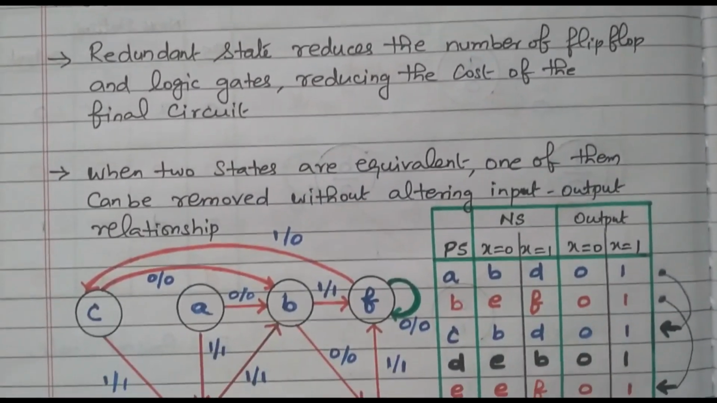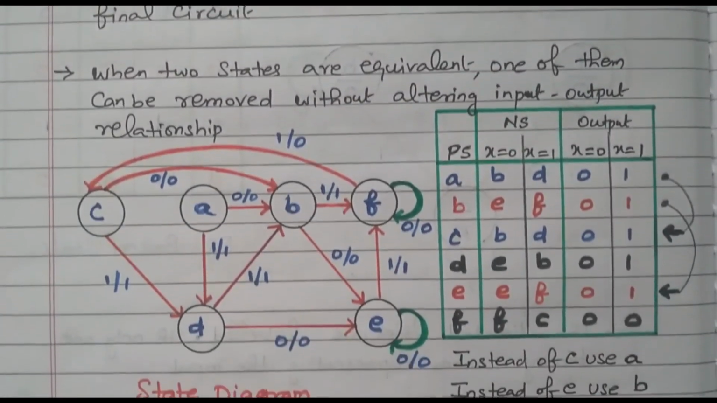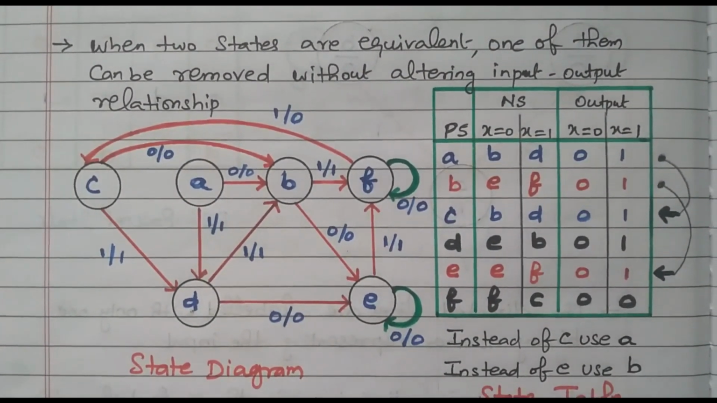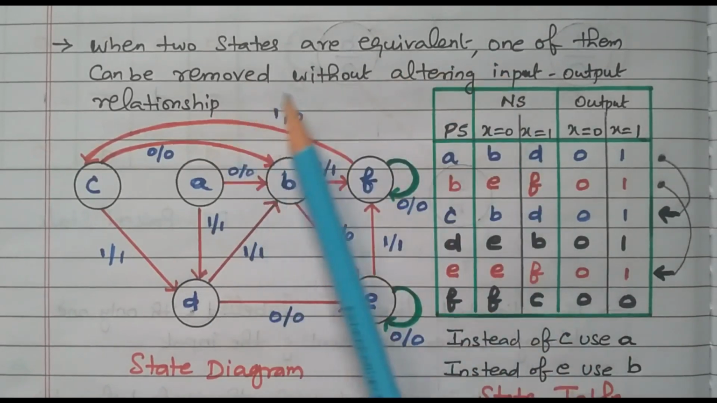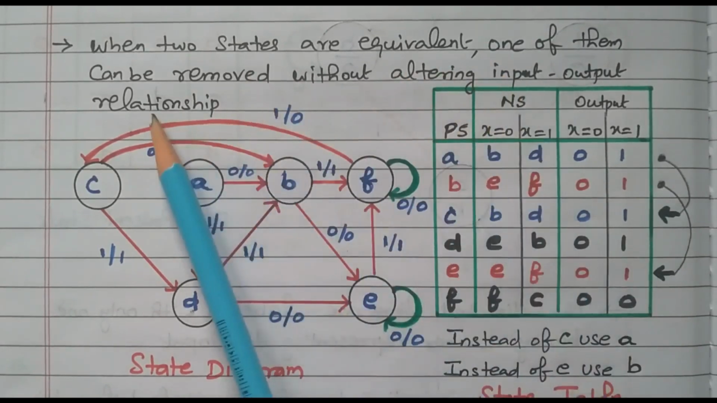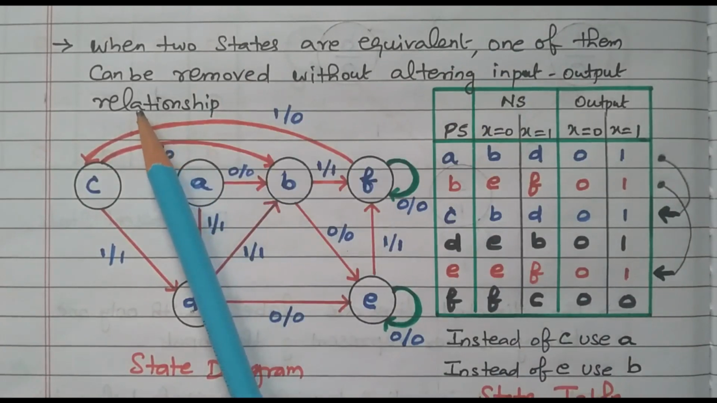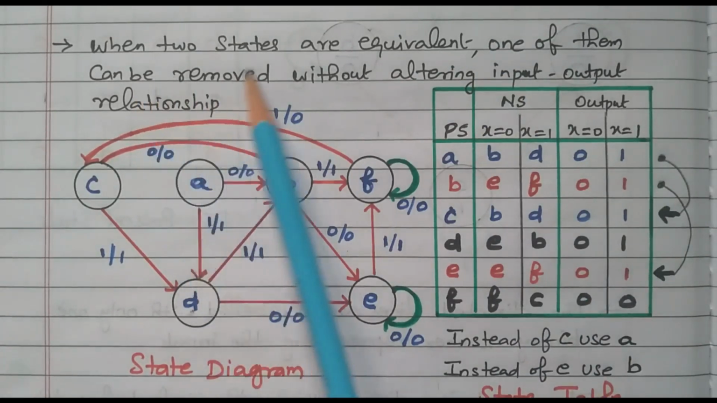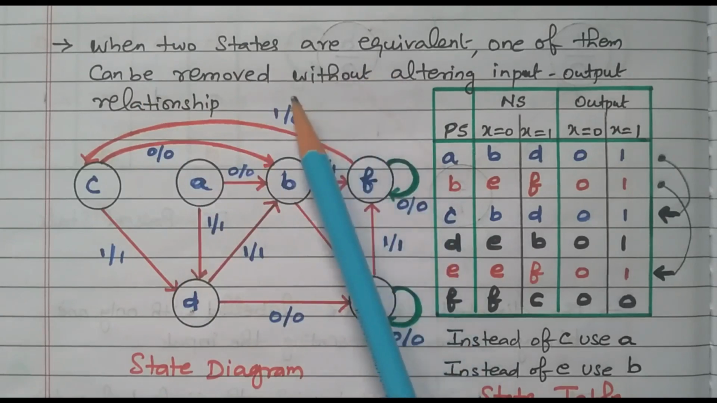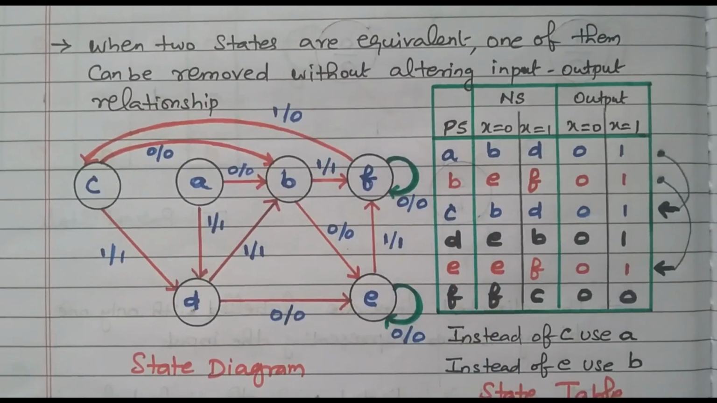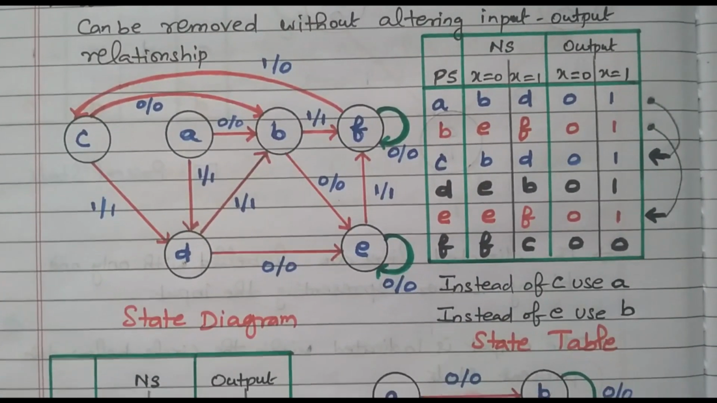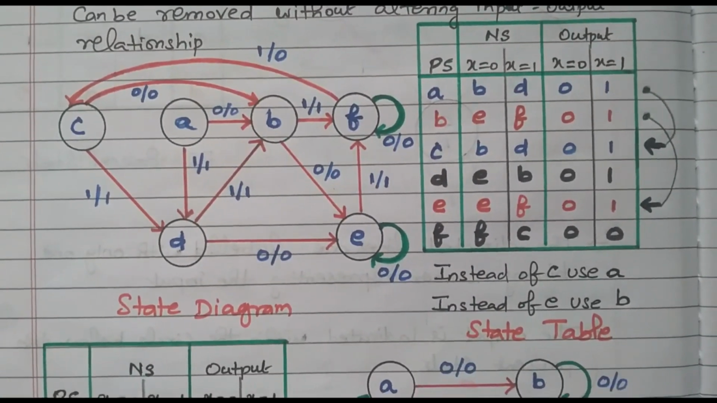Now we'll see what state reduction is. When two states are equivalent, one of them can be removed without altering the input and output relationship. That is called state reduction, right? When two states are equivalent, we can remove one of the states without altering the input and output, right? Now we'll see one state diagram, from which we can go for state reduction.